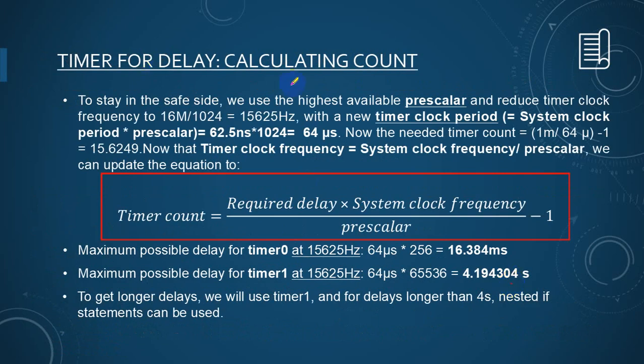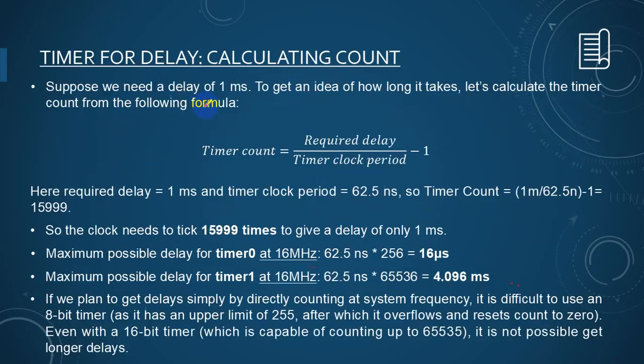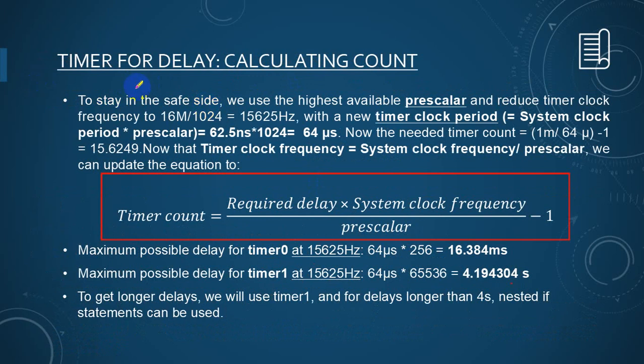Look over here. To stay on the safe side, we use the highest available prescaler and reduce the timer clock frequency to 16 mega divided by 1024. Because that's the maximum delay you can get. We can use a lower value of prescaling depending on your need, but for general practice, let's use the maximum value. We'll go on the safe side, okay?